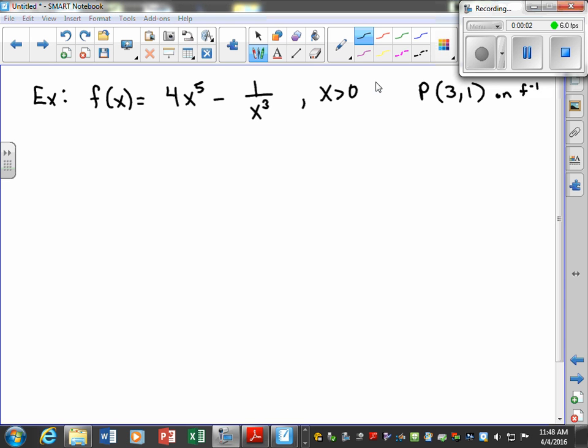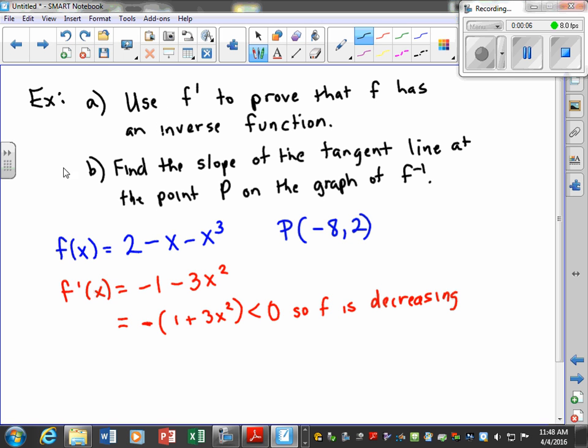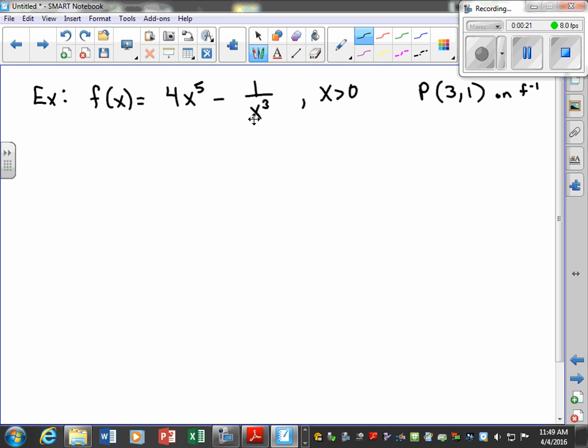Okay, one more example. We're going to do the exact same thing. So for part A and B, we're going to do the same thing. Use our f inverse to prove it has the first derivative to prove that f has an inverse. And then part B, find the slope of the tangent line at a given point on f inverse. So here's your function, and here's your given point on f inverse. Go ahead and try your hand at this.